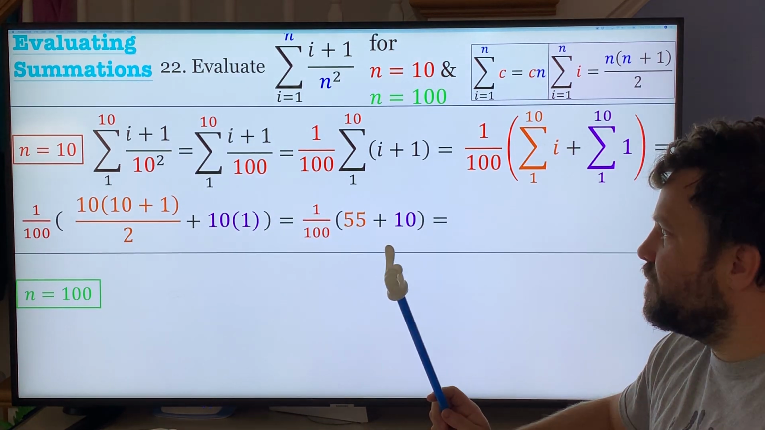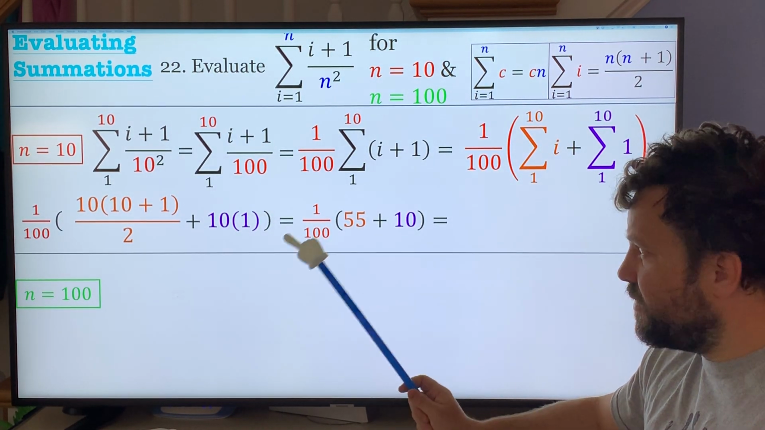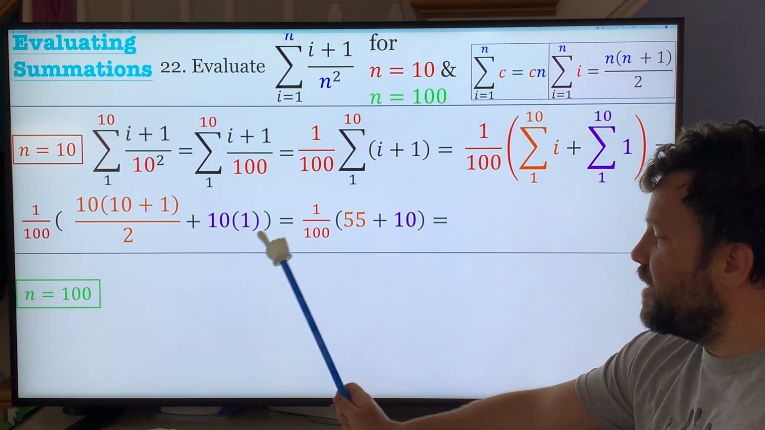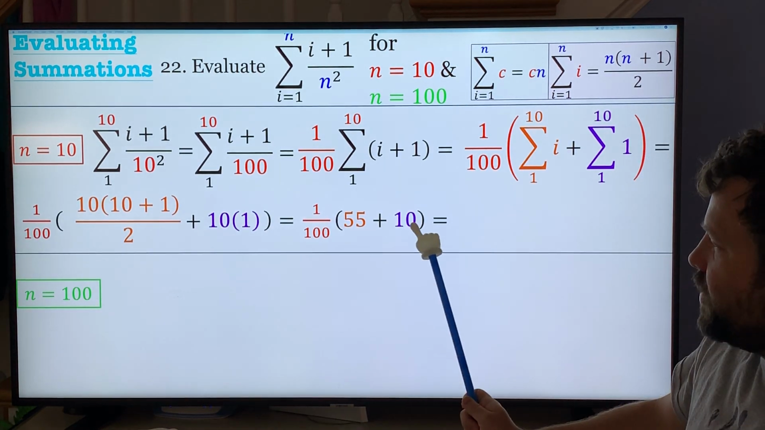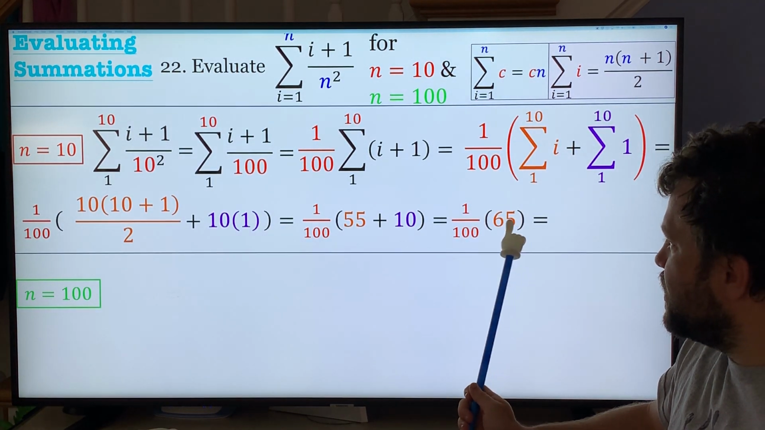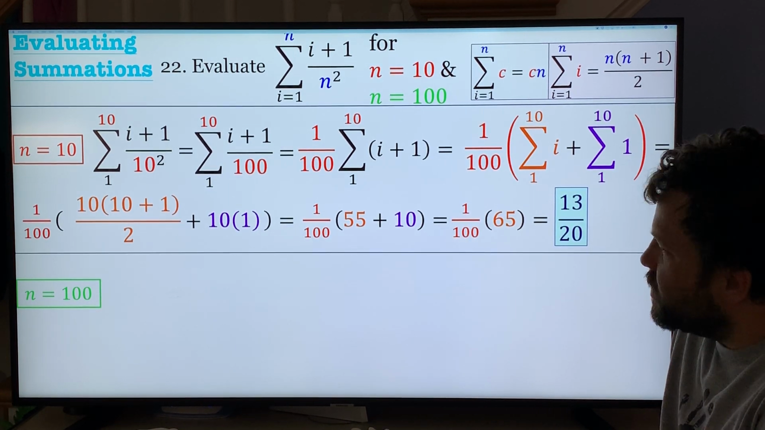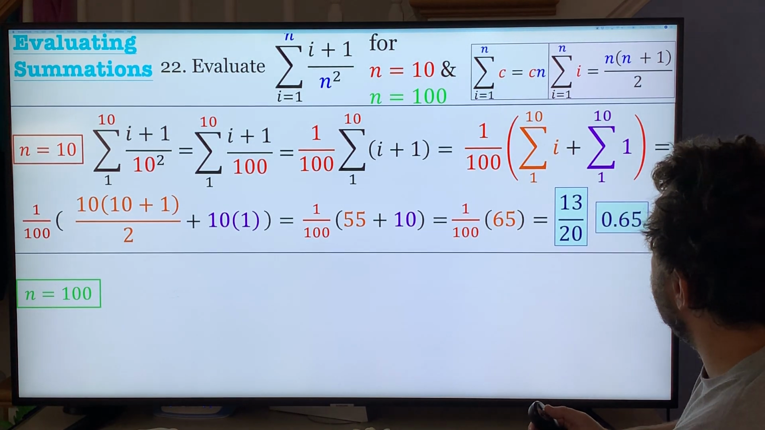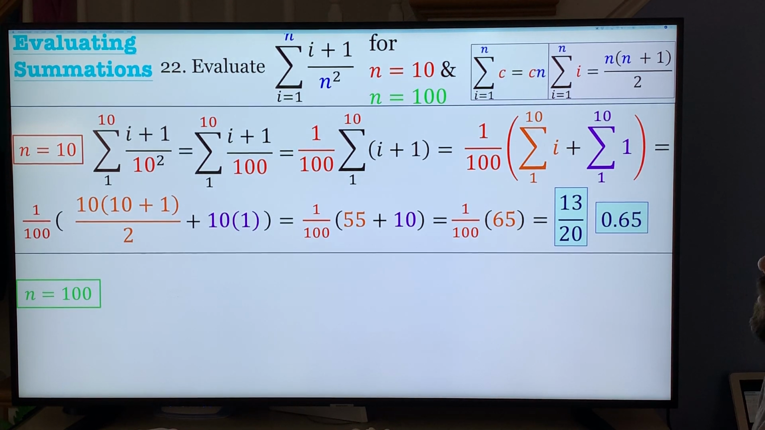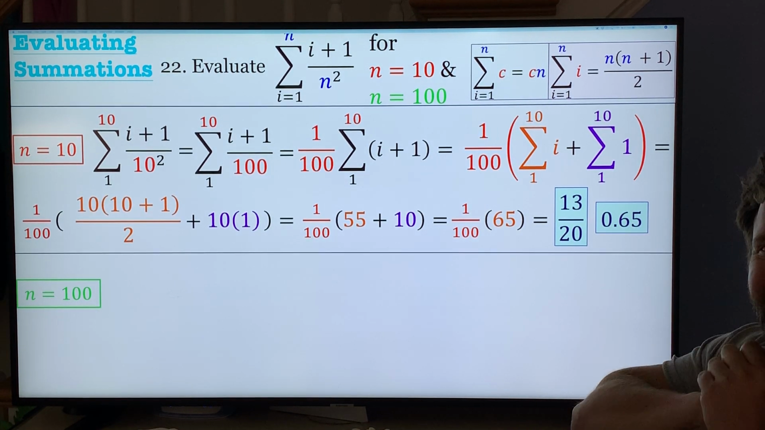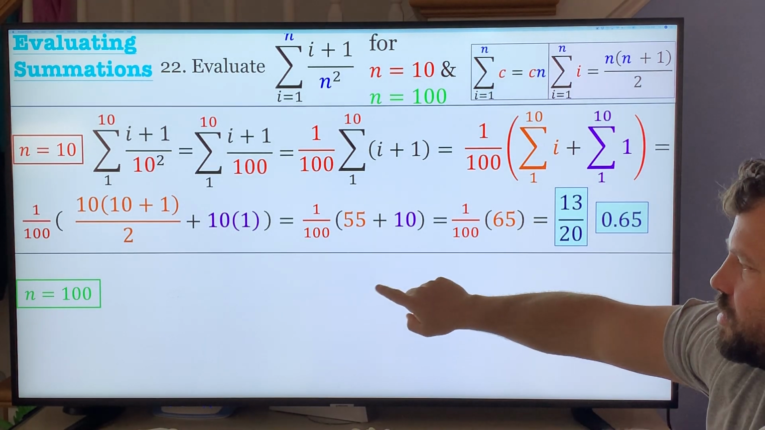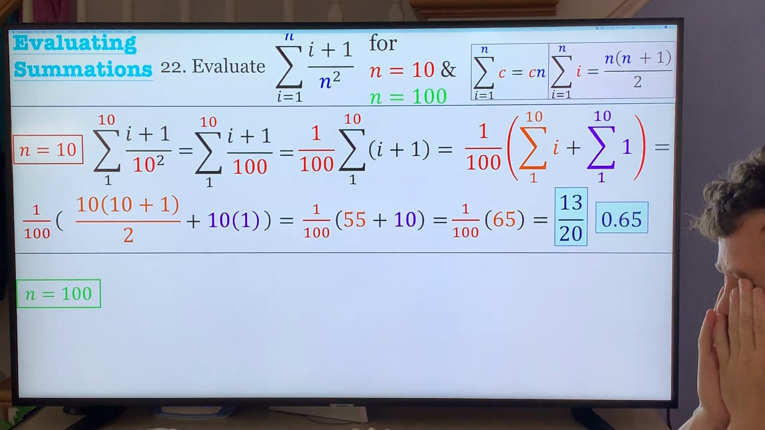10 times 11 is 110. Divided by 2 is 55. 10 times 1 is 10. 55 plus 10 is 65. 65 divided by 100 is, you can reduce it to 13 over 20 if you divide both by 5, or you could say 0.65. Easy. Do that problem, go.